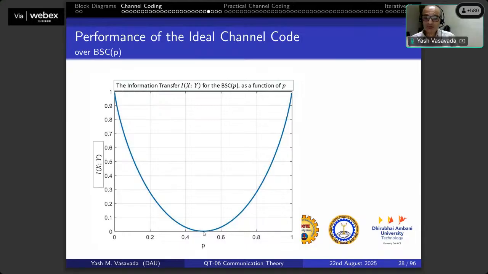When P is equal to 0.5, meaning this BSC messes up half of the bits at random, that is when it is the most corrupting channel, and your information transfer becomes 0 at that point. Otherwise, we consider a P value of 0.1. For 0.1, the answer is that about half of the bits that you are transmitting will get through.